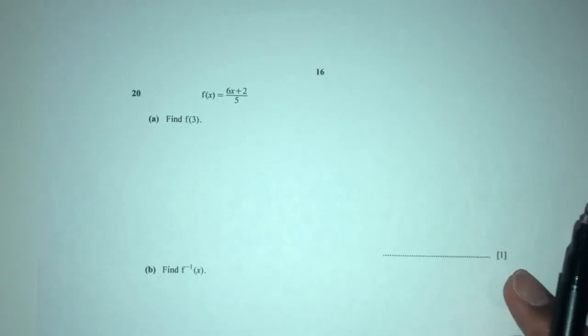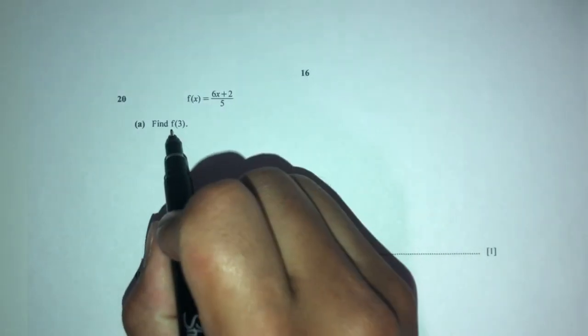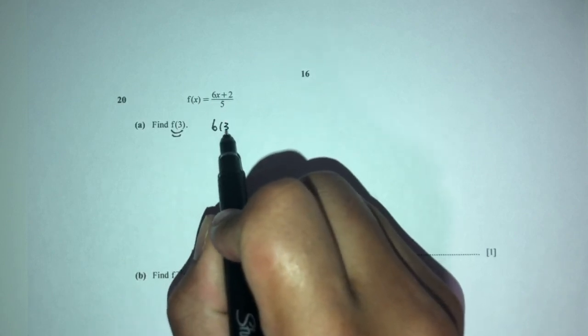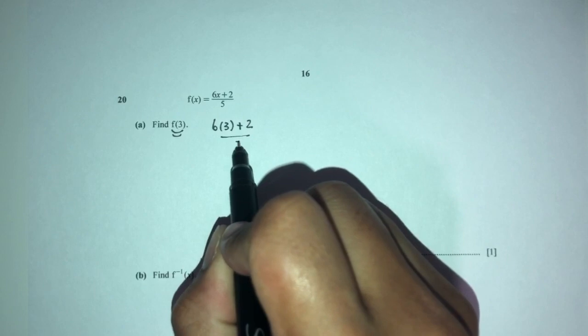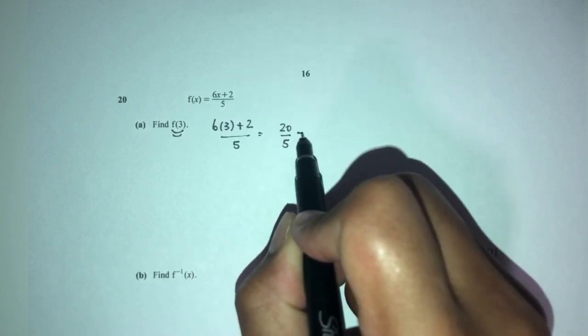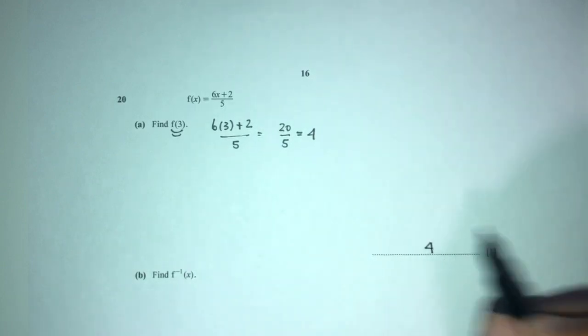Now let's move on to question number 20. Here we have f of x equal to this fraction. We have to find this one, so basically we have to replace the value of x by 3. That'll be 6 times 3 plus 2, divided by 5. That'll be 18 plus 2, that'll be 20, divided by 5. That'll be 4.